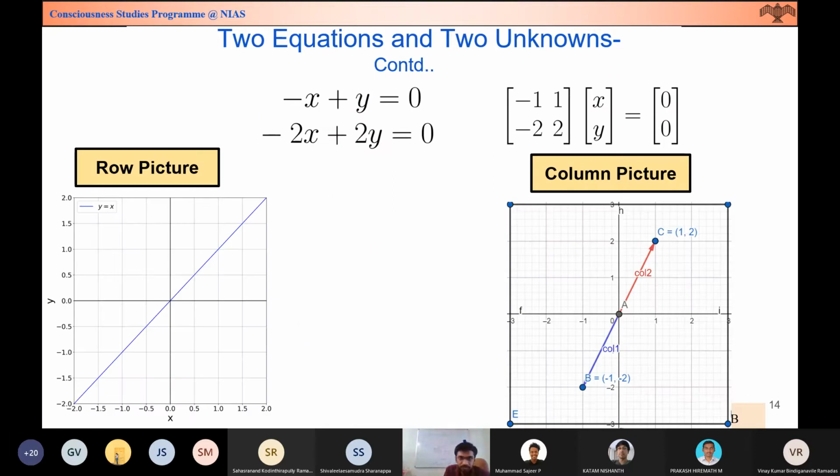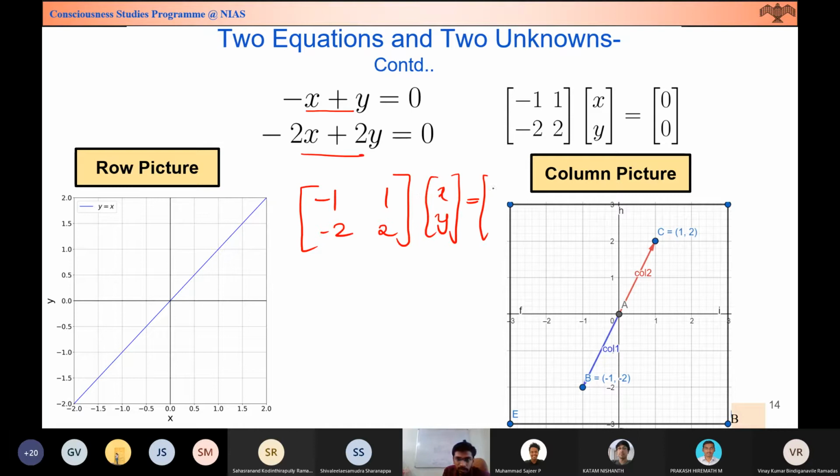So we will take a new case. In this case, we can see the row and column picture. Here, let us write down the matrix for this particular linear system of equations: [-1 -2; 1 2] times (x, y) equals (0, 0). Now let us see the row picture. What does the first row tell us?